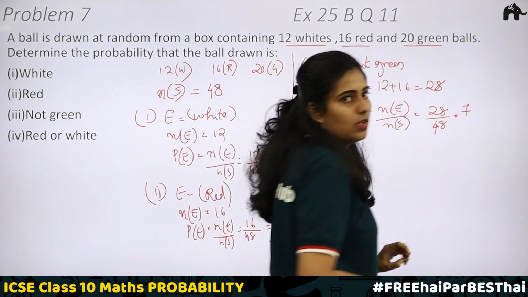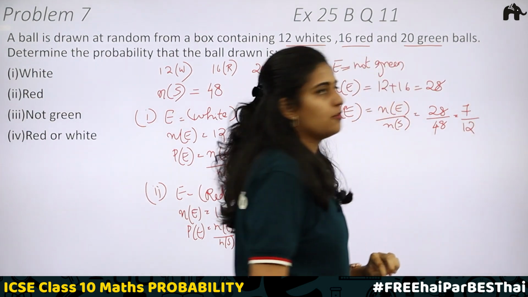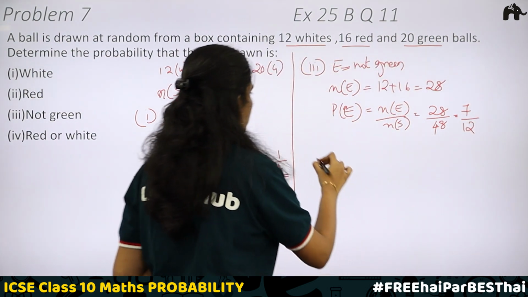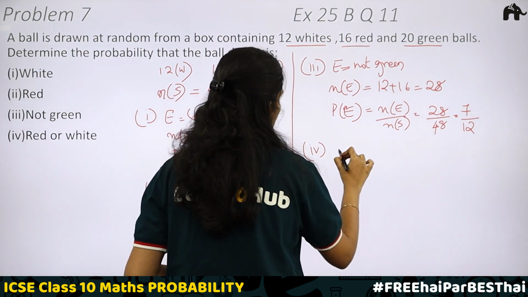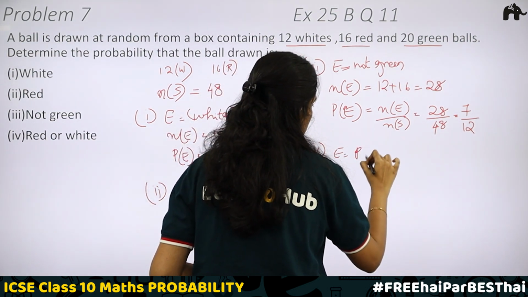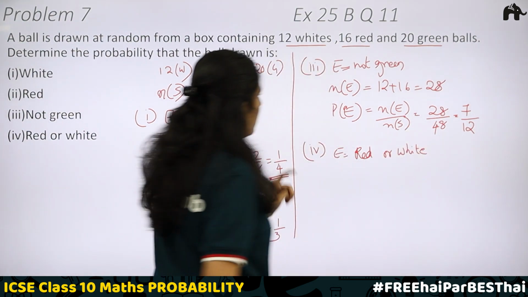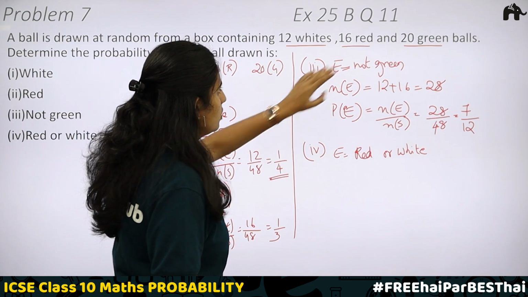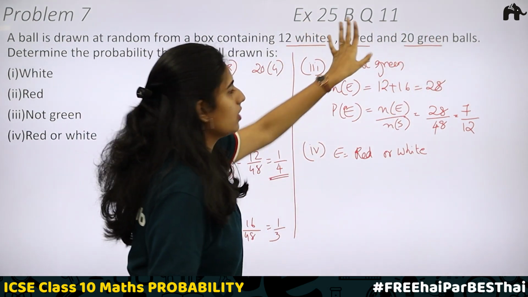4 into 7 is 28. 4 into 12 is 48. 7 by 12 you will be getting. Next, the fourth one, red or white. The event is getting a ball which is red or white in color. Red or white. That is, you should not take green balls. You can take only white balls or red balls.